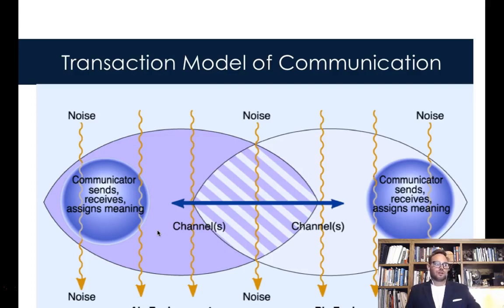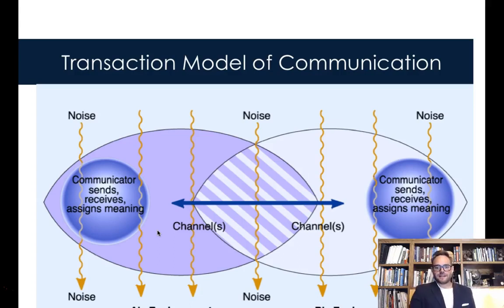So don't go break up with someone over a text message, because that's really rude, right? Maybe you've been on the receiving end of that. Have the decency to call them or sit down and end that relationship. So again, a lot of different channels, and the channels can affect the message.